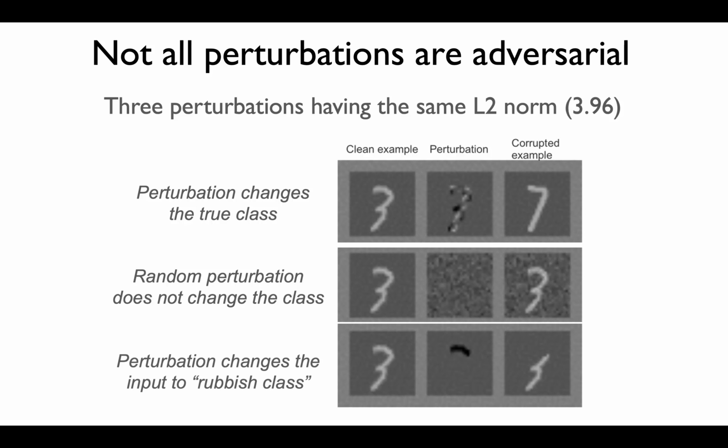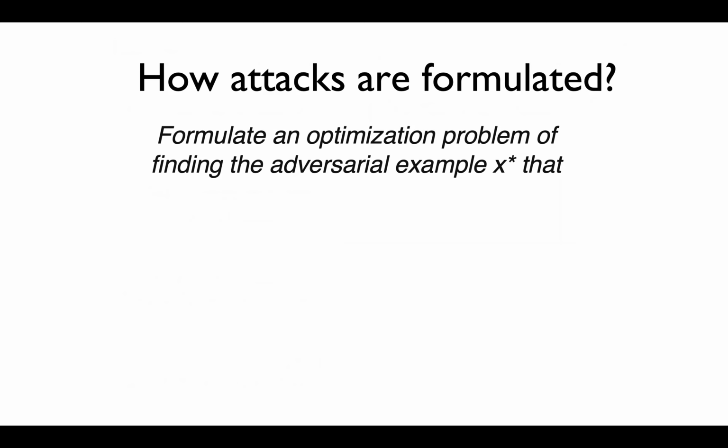It is also possible for a perturbation to change an input to some rubbish class that does not exist. So the take-home message from this slide is that not all perturbations are adversarial, and they are not as effective. We are interested in creating, as an adversary, the right adversarial example that can fool the ML classifier.